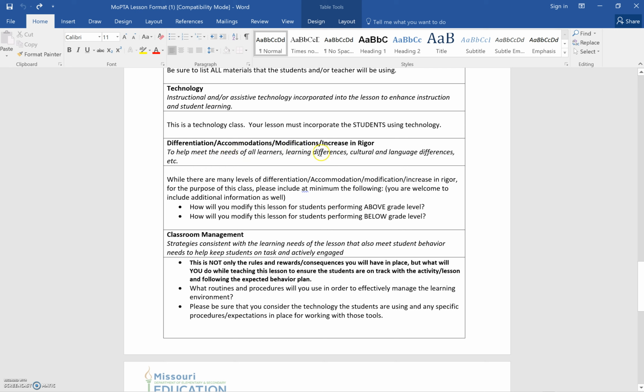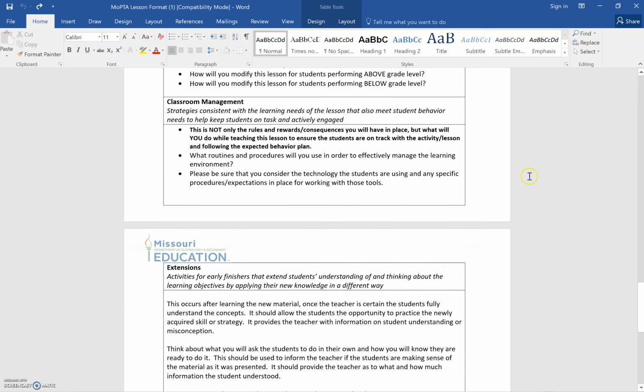Differentiation, accommodations, modification, increase in rigor. You've probably seen this in other classes where they have a different level of expectation. I'm okay with anything that you want to include here. So if you have a desire to work with students that are visually impaired and you want to put accommodations in here for visually impaired students, that's great. Or students with autism, or students with hearing impairments, anything that you want to put in here. But my minimum requirements are how are you going to help students who are performing above grade level and below grade level. Anything that you want to put in addition to that is fine, but that's the minimum.